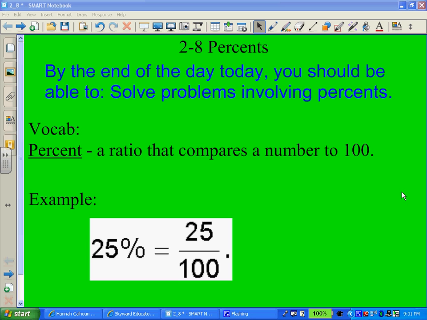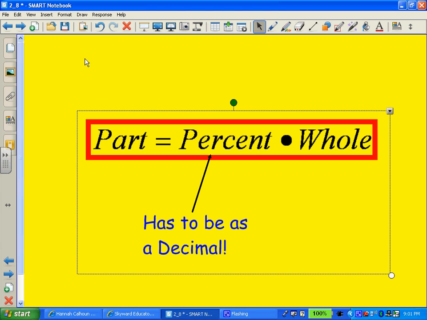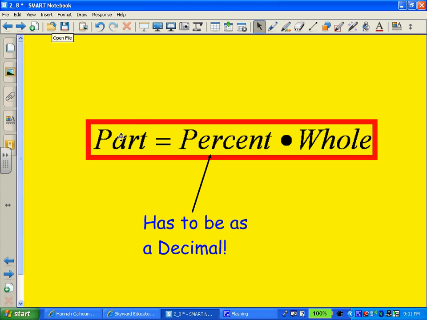Okay? I know you've seen these, so we won't spend a whole lot of time on them, but there are three different things you're going to run into today. And in all three things, you're going to use the same equation. And here's that equation. Part equals percent times the whole. Now, in previous years, I've taught these using proportions, and this year I've decided to try it with the equation and see if that works better.